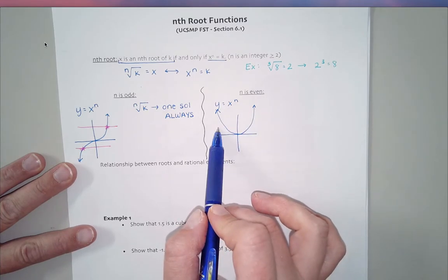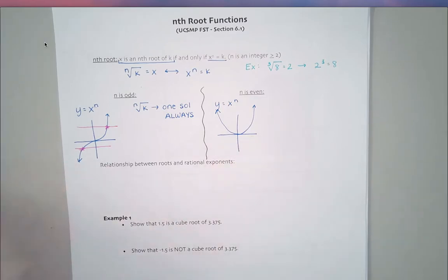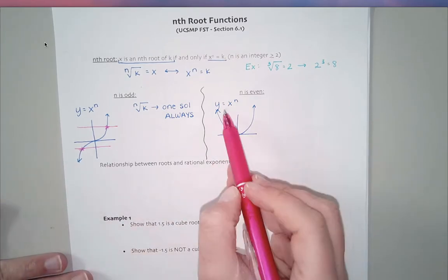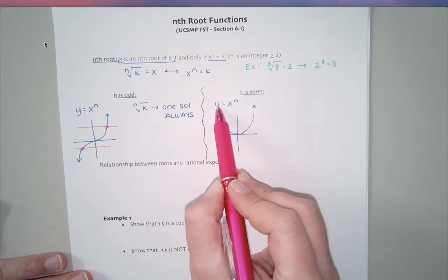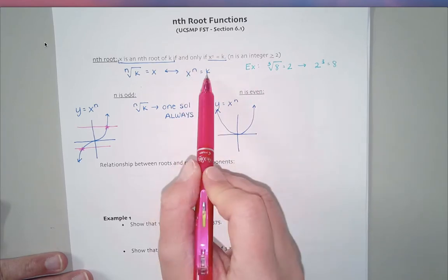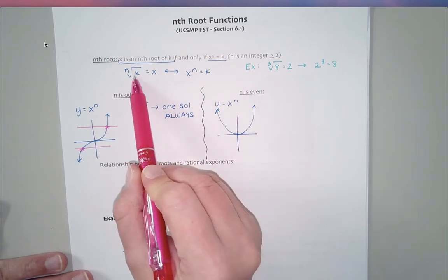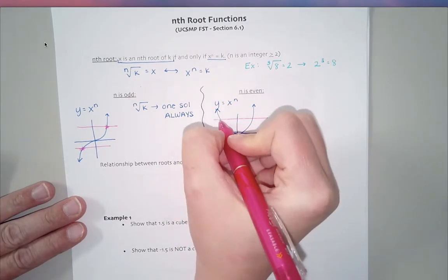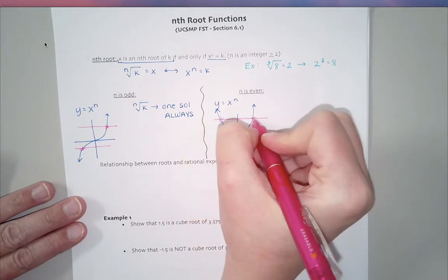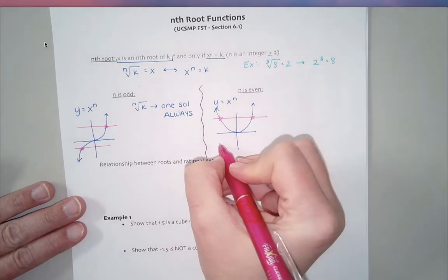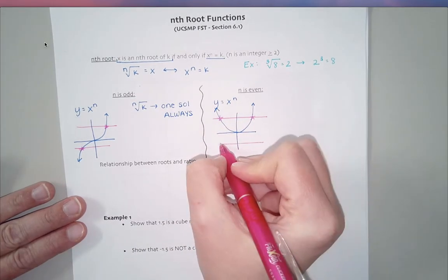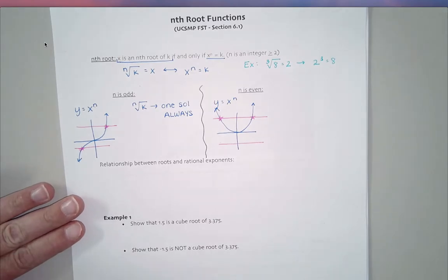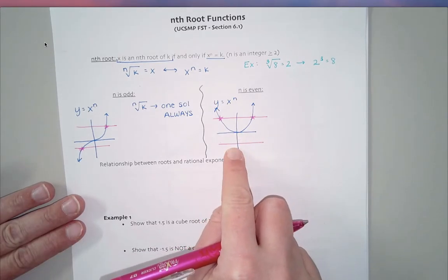If I want the nth root of a positive number, if I want my k value to be positive here, if I go up to where these numbers are positive, I have two solutions. But if I go down here to where things are negative, I have no solutions, because this does not cross over into negative territory.